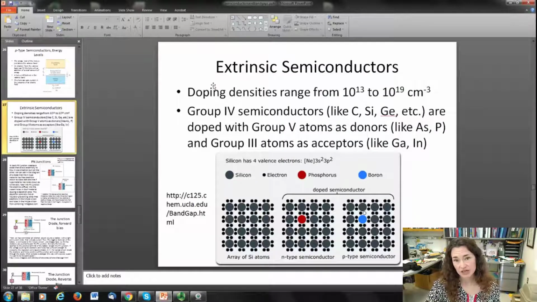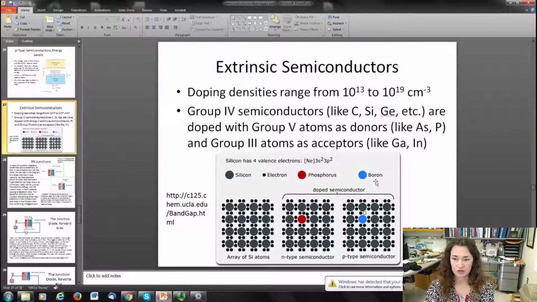Now, in extrinsic semiconductors, you usually dope with densities that range from 10 to the 13th to 10 to the 19th doped atoms per cubic centimeter. So what you usually do is you take a group 4 semiconductor like silicon, germanium, something like that, and you dope it with a group 5 atom like arsenic or phosphorus, or a group 3 atom if you want acceptors like gallium or indium. And here you can see a schematic of that with the silicon yet again in gray, and then you have your N-type doping with phosphorus, say here in red, adding another electron. Or if you want to do P-type doping, then you would dope it with something like boron, which would leave an extra hole.